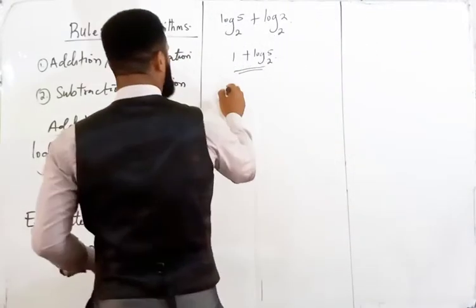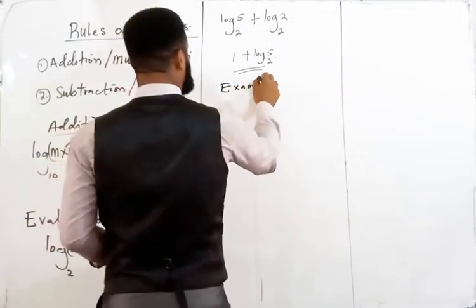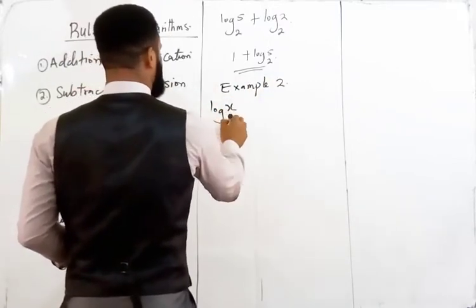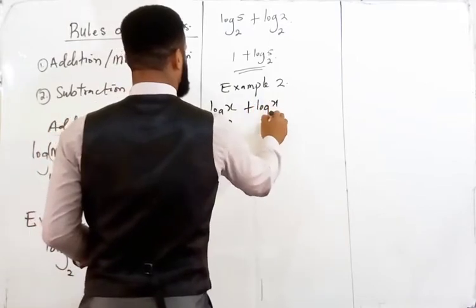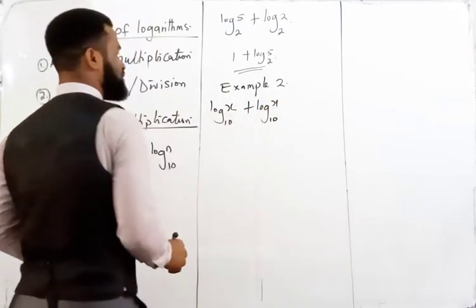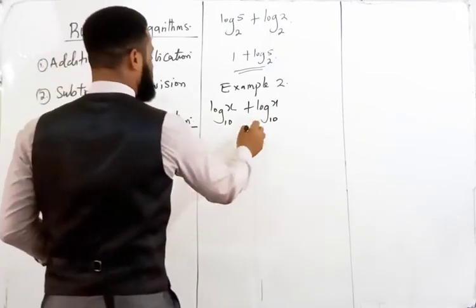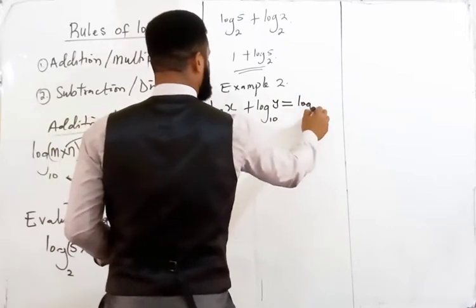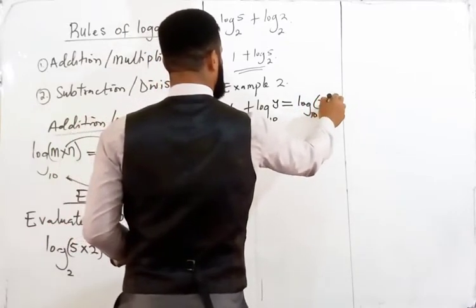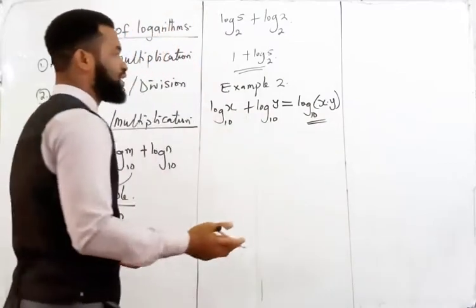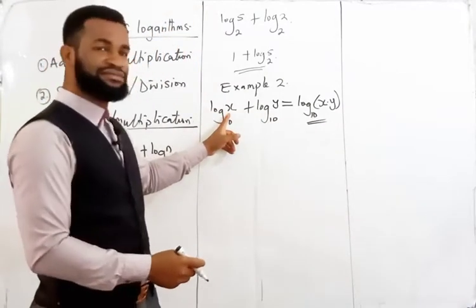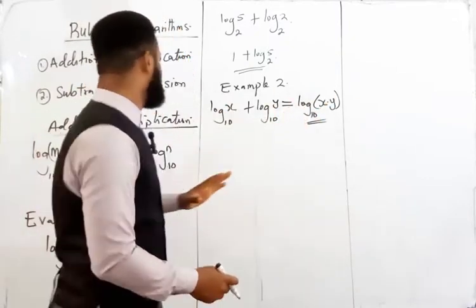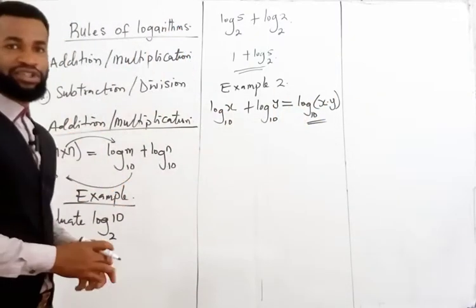Now, also, example 2. If you have log x base 10 plus log y base 10, let me call the second one y, the answer is going to be log base 10 of x times y. That is the answer. Because you are adding, and they have the same base, their logs will multiply. That is what we call the addition or multiplication rule.